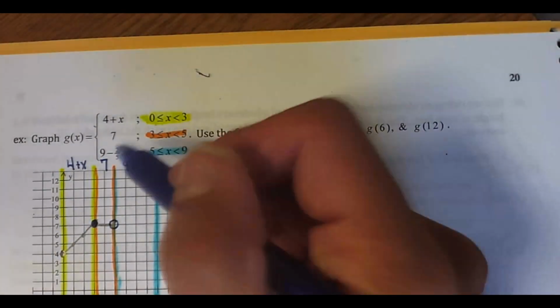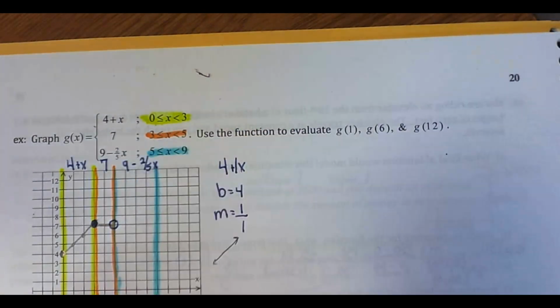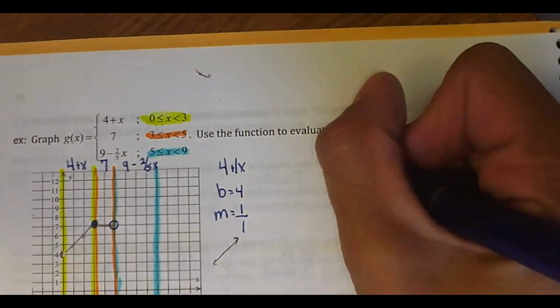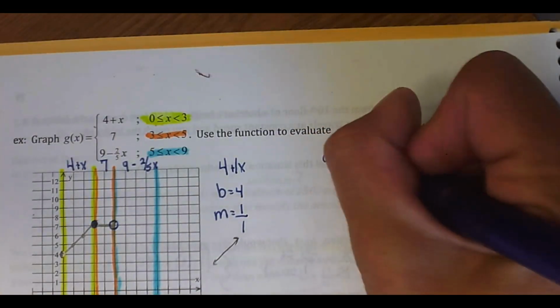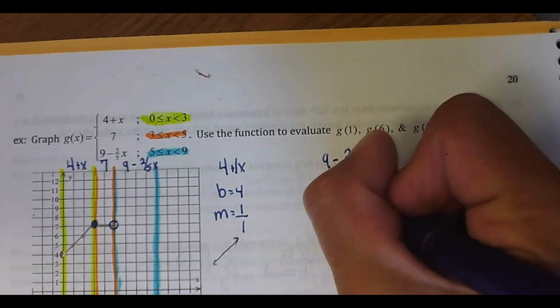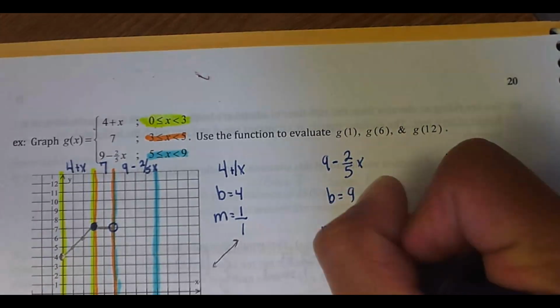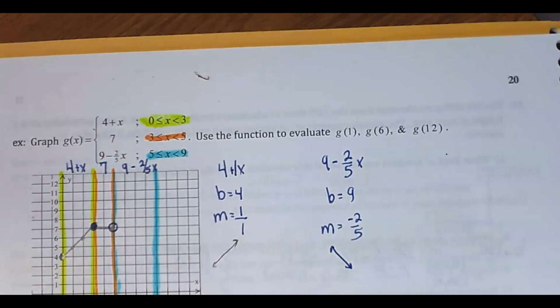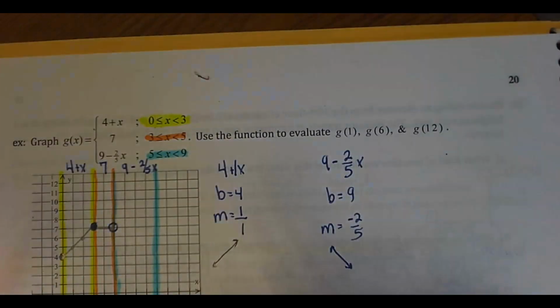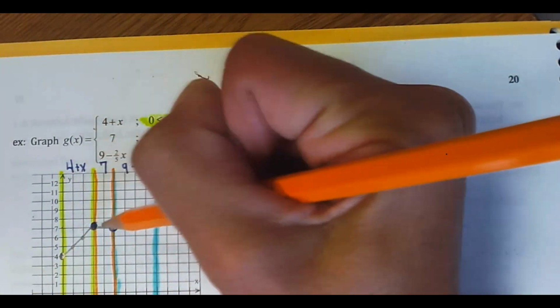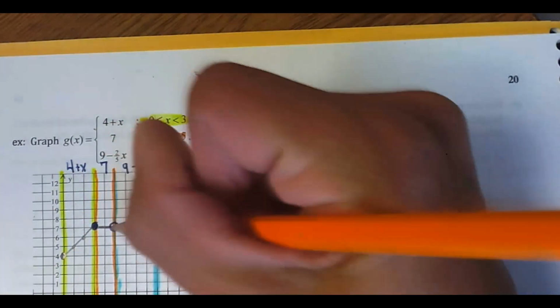And then the last one, 9 minus 2/5 x. There's a couple of ways you could do this. One way is with this 9 minus 2/5 x. You could see that your y-intercept is at 9, and then you've got your m of negative 2/5, which means your line will be going downhill, right? So you could start at 9. Let's do that. And from there, go down 2 over 5. 1, 2, 3, 4, 5. And I get right where I need to be.